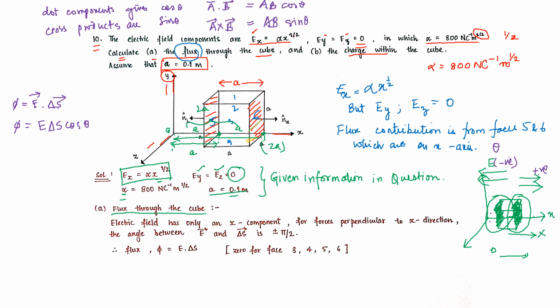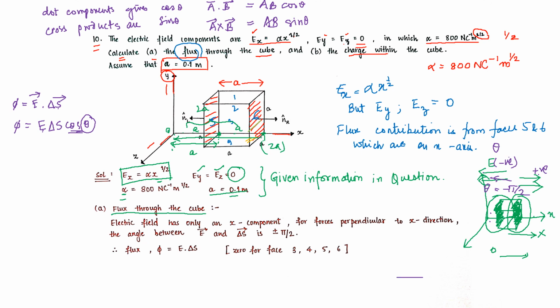Similarly, we have E dot del S. It is converted into the scalar form so that we can make the calculation, and it will come around E del S cos theta. So we need to define theta in this diagram. For that, we need to define the positive and negative components of electric field. So this is the negative component, so here the theta will be minus pi by 2.